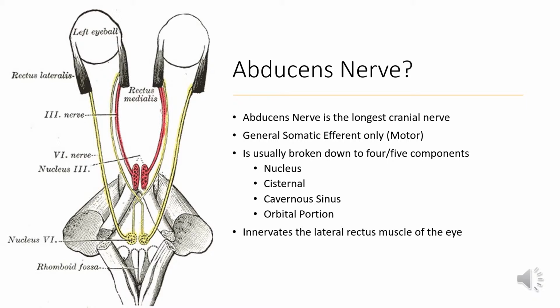It is usually broken down to 4 or 5 components just due to its length: the nucleus, the cisternal, the cavernous sinus, and the orbital portion. And that's just pretty much describing the pathway it takes or the places it goes through. And also innervates the lateral rectus muscle of the eye.